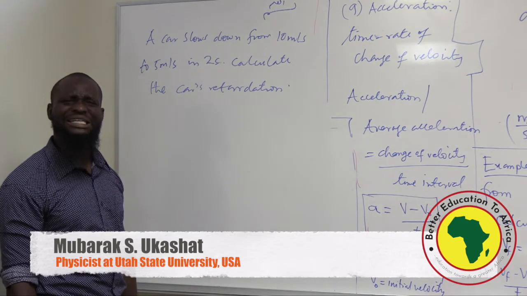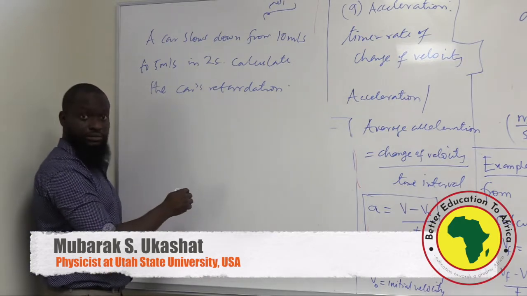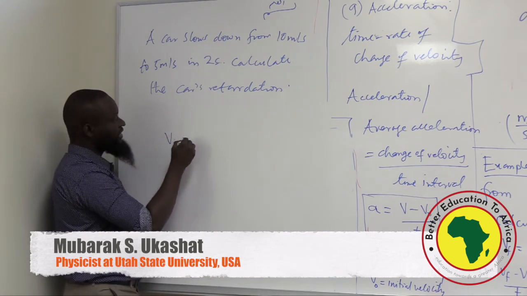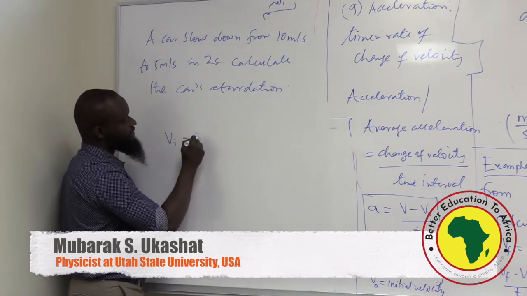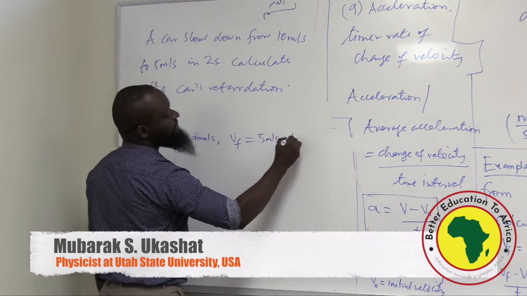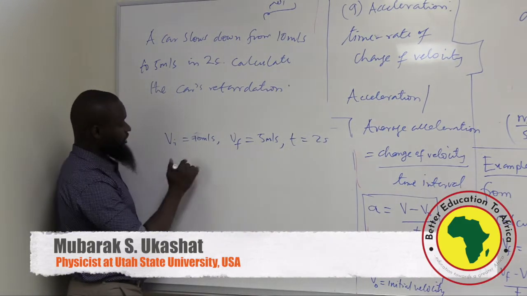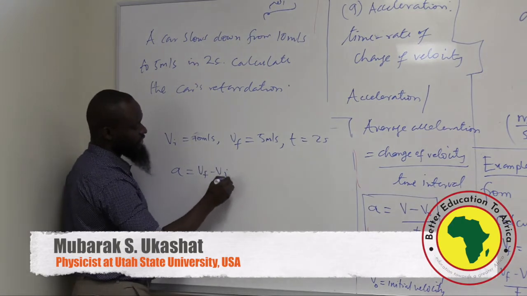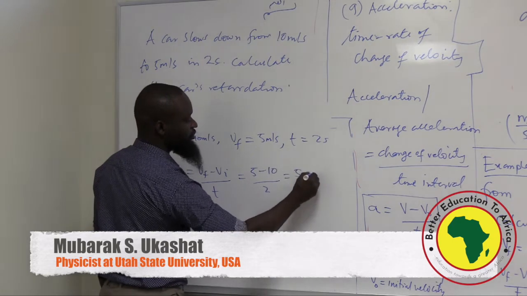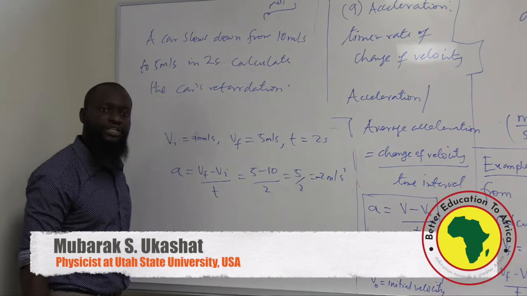When you are calculating retardation, your V initial is 10 meters per second, right? Your V final is 5 meters per second, and your time is 2 seconds, right? What is your acceleration? Not retardation, your acceleration. Your acceleration is V final minus V initial over T: 5 minus 10 over 2, which is negative 5 over 2, 2.5 meters per second squared. That's your acceleration. But what is your retardation?